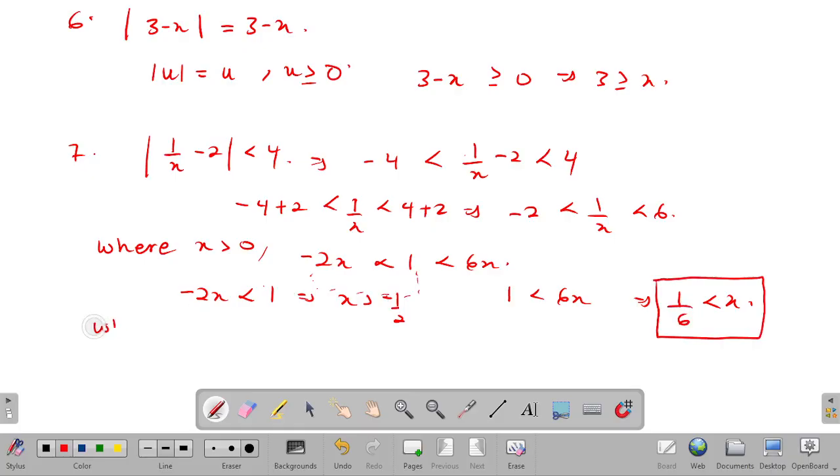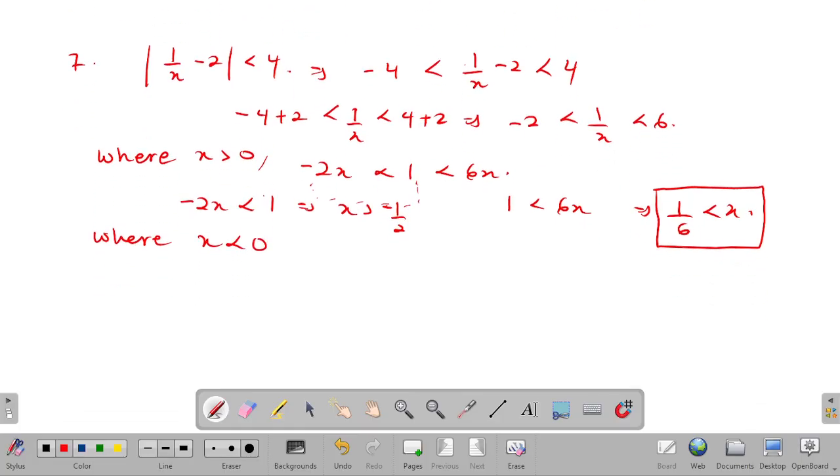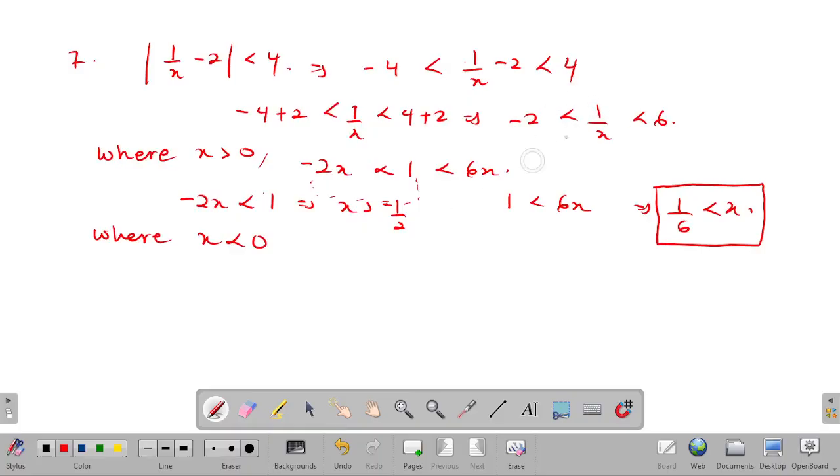Then you try the second case where x is less than 0. So if x is less than 0, what happens? What's the main change? Your sign reverses, okay? So you're going to have negative 2x greater than 1 greater than 6x. That's the change of sign. At this point, we do the same scenario. I'll have negative 2x greater than 1 separately, and this is going to give me x is less than negative 1/2, right? And I also have 1 greater than 6x, and this is going to give me 1/6 is greater than x.